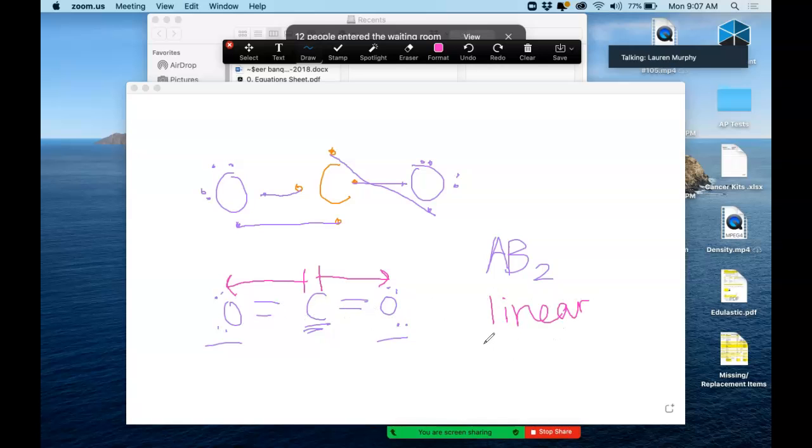So this is considered a symmetrical shape, meaning the distance here and the distance here are the same. A line is a line is a line, all right? It's symmetrical. So what happens?